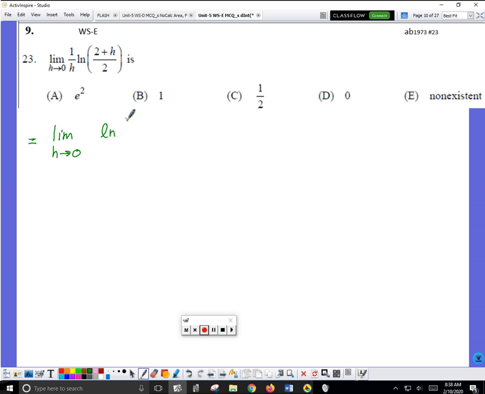My numerator is natural log of 2 plus h over 2. The denominator is simply h. Question?